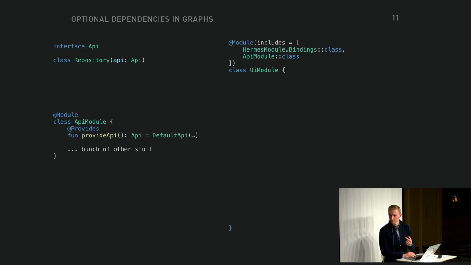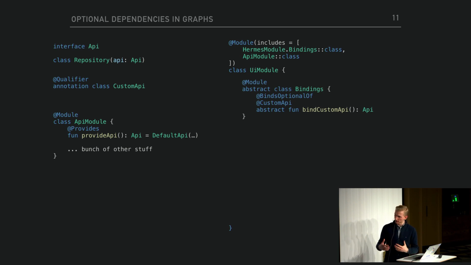But when the 5th app shows up and it uses a different API, we can do a simple alteration to allow the customization of that repository. First step is a custom qualifier. Let's call it custom API. UI module can then expect an optional custom API instance as an optional binding annotated with our newly created custom qualifier.